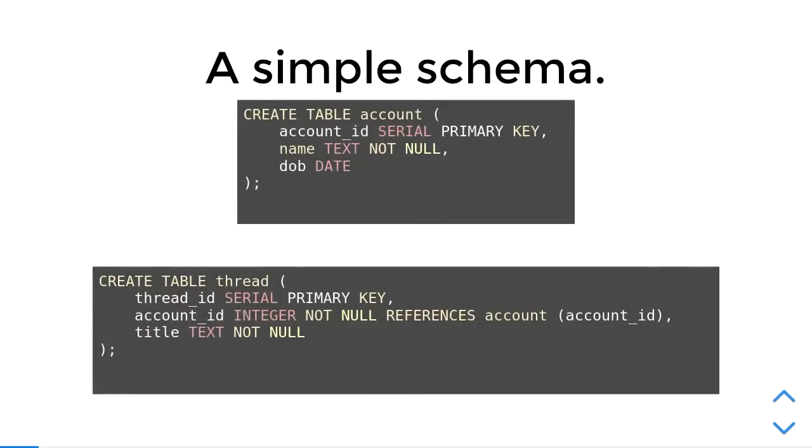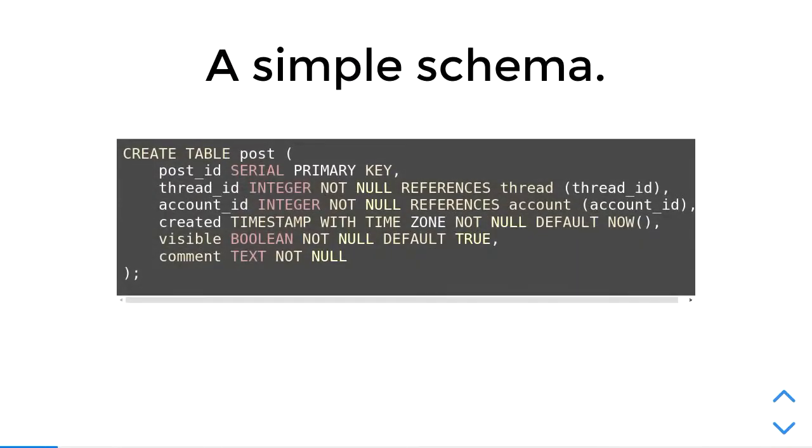We're going to start with a very simple schema here for a threaded forum post. We're going to have our user account, very simple: account ID, name, date of birth. We're going to have a thread, which has an account ID as to who created it, and a title. And then we're going to have our post table, which is going to contain most of our data. It's got the post ID, the thread that it's a part of, who created it, when it was created, whether or not it's visible, has it been moderated out of existence, and what the actual content is.